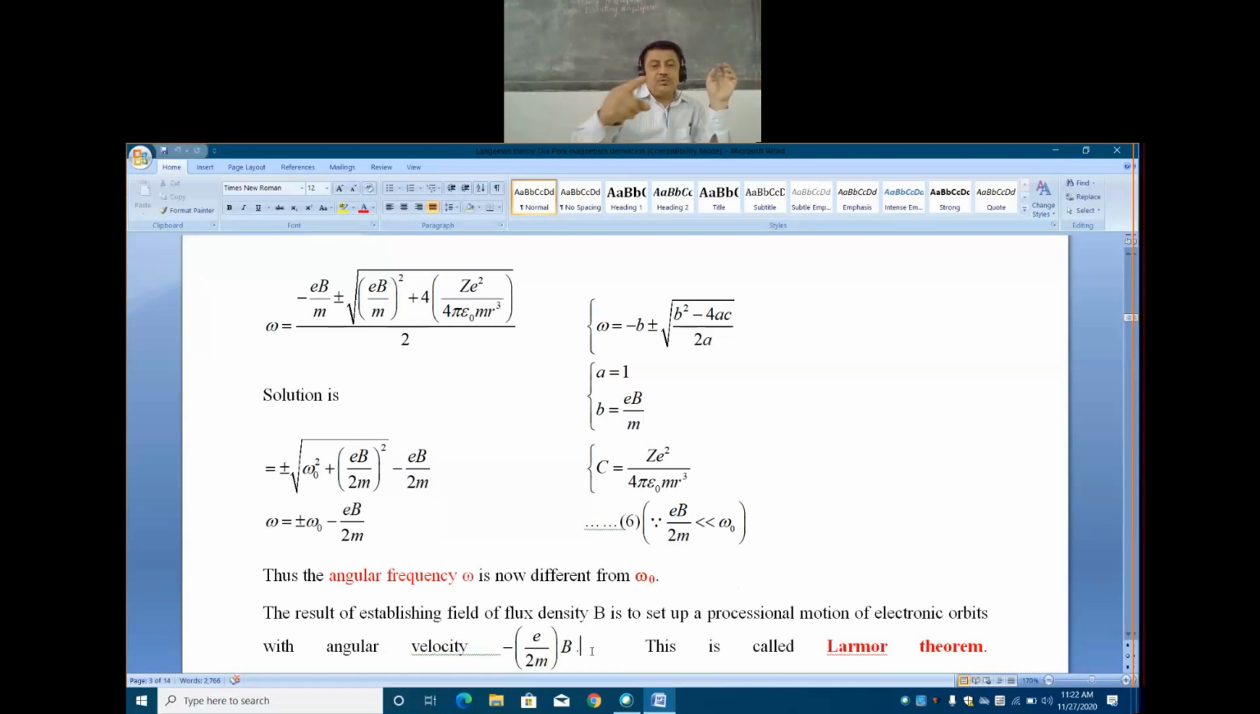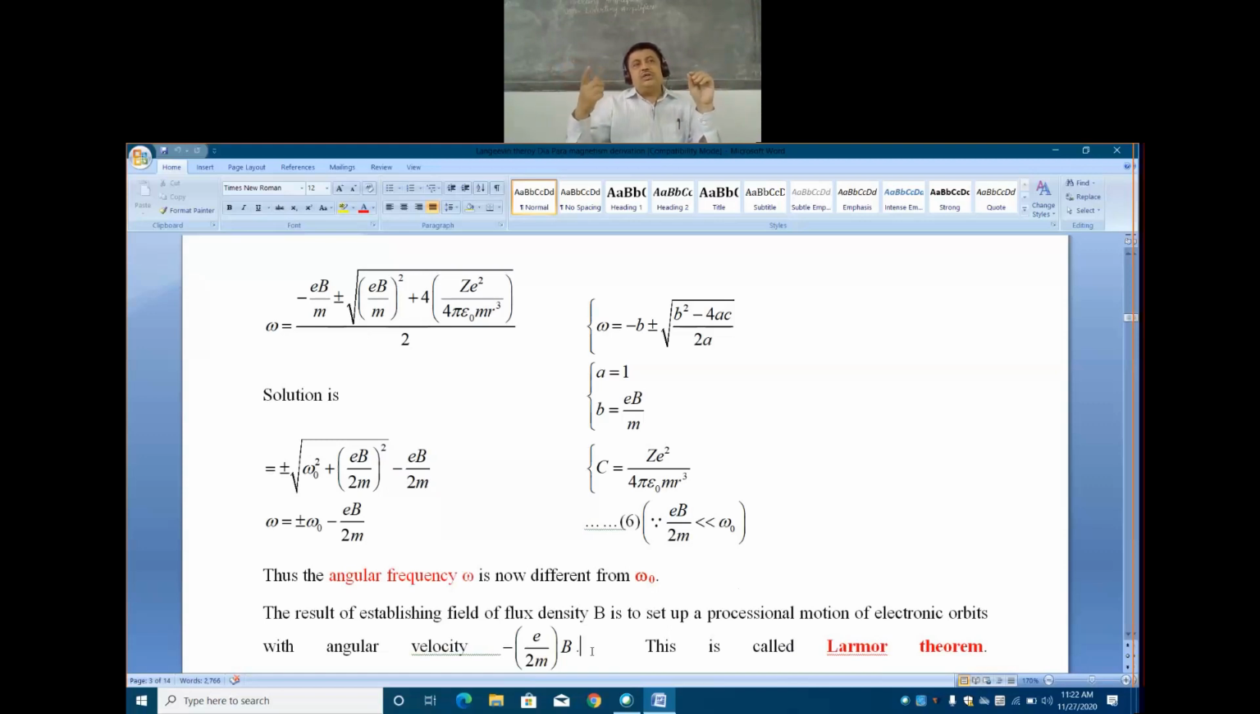So it is the Larmor theorem, and the only term is the Larmor frequency. So what we have understood is, whenever an atom is placed inside a magnetic field, the atom has a nucleus at the center and electrons revolving around the nucleus, and when you apply an external magnetic field, there is a change in the angular frequency of the electron revolving around the orbit. So this frequency changes, and because of that their properties and many other things also change.